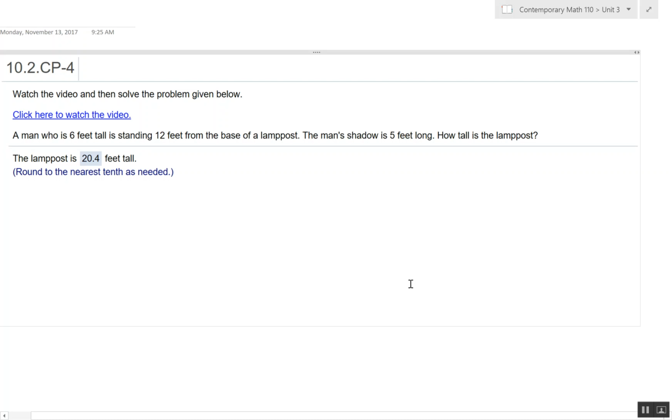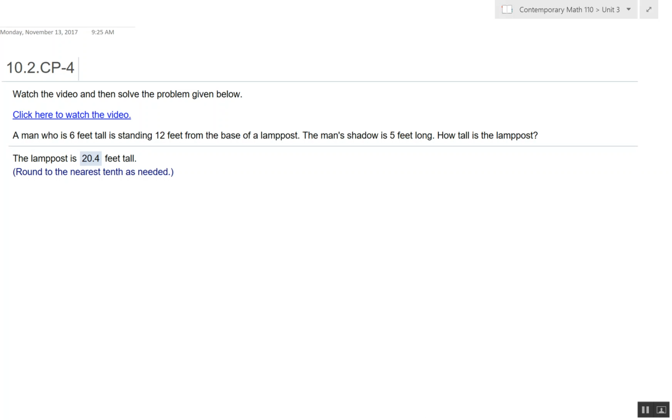In this example, a man who is 6 feet tall is standing 12 feet from the base of a lamp post. The man's shadow is 5 feet long, and we want to know how tall is the lamp post. First, let's draw a diagram.